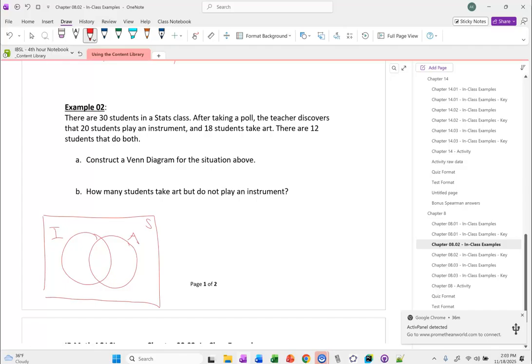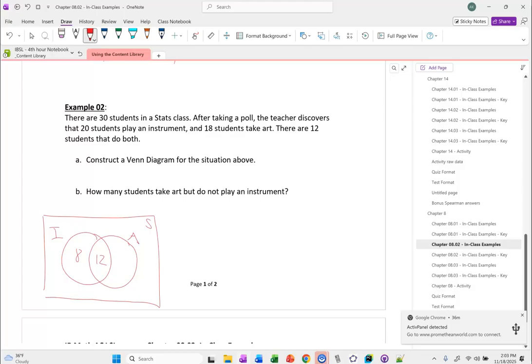Okay. Everybody okay with how we started drawing this? Okay. Where do I start labeling? In the middle. What do I put in there? Okay. What do I put in the rest of I? 30 minus 8. How'd you get 8? Subtracted what?